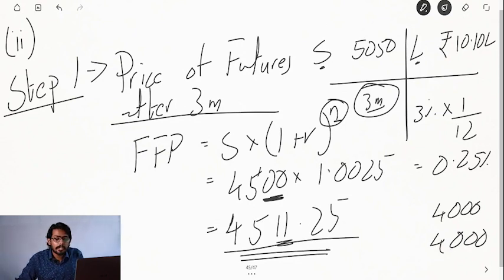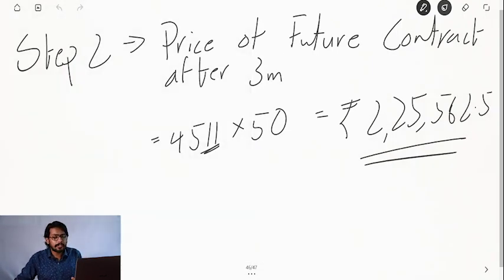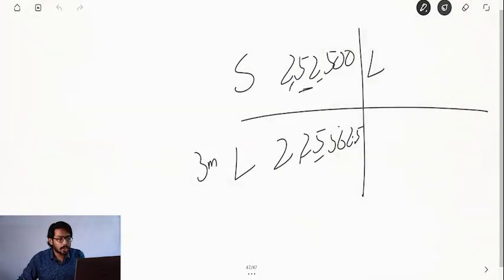Because after 4 months, you have reached expiry, you have reached the due date. So that will tally. But after 3 months, you still have 1 month remaining to maturity. At 0.25% per month, you have a fair future price of 4,511 per unit, 2,25,562 per contract. So today, you are short on 2,50,500. After 3 months, you are long on 2,25,562.